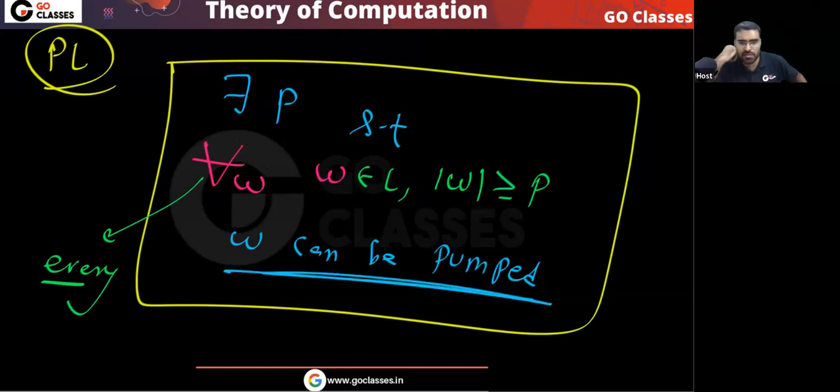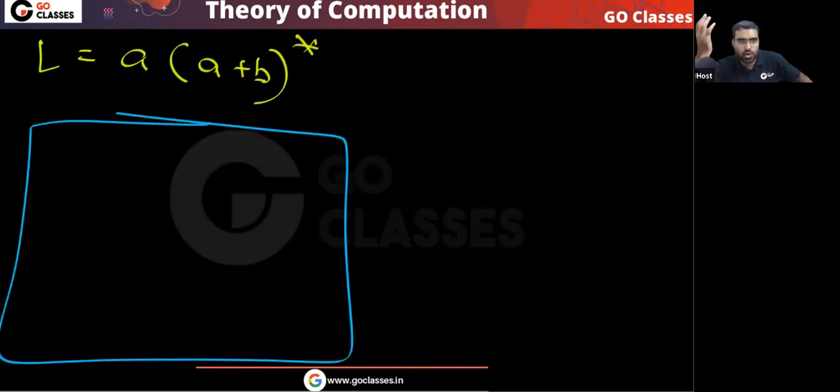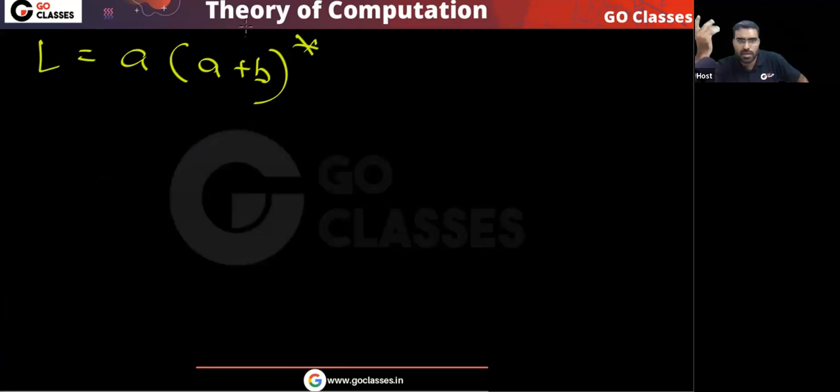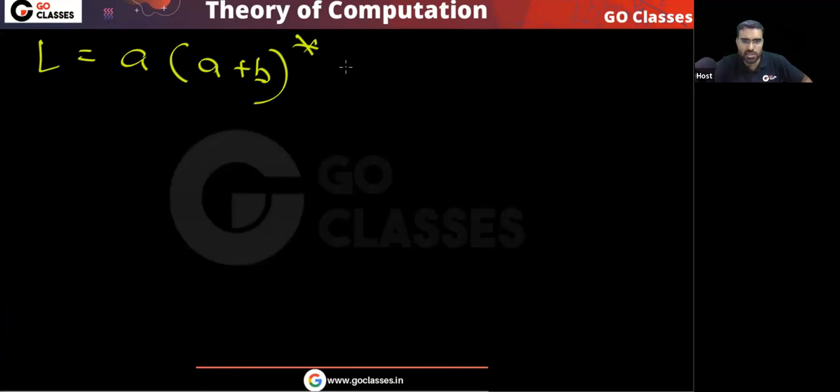Now tell me one thing. If I keep checking the strings like this, how many strings do I need to check? Your language is already infinite, and these are the candidate strings, so your candidate strings are infinite. Will I check every string one by one? No. I will tell you how to check all the strings together.